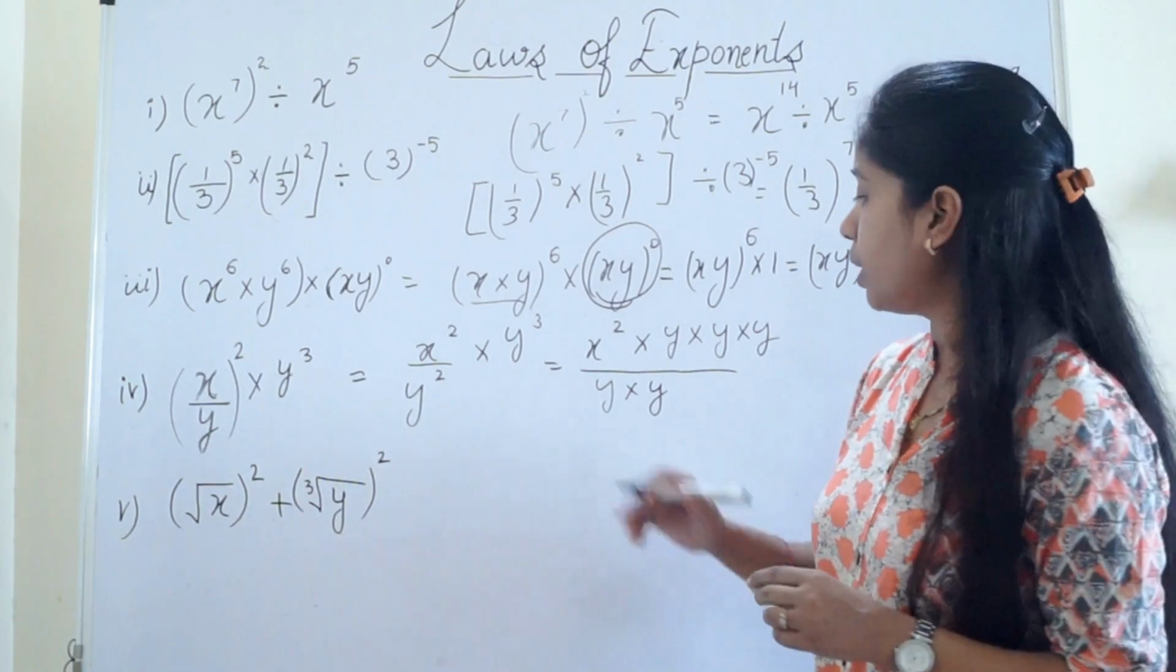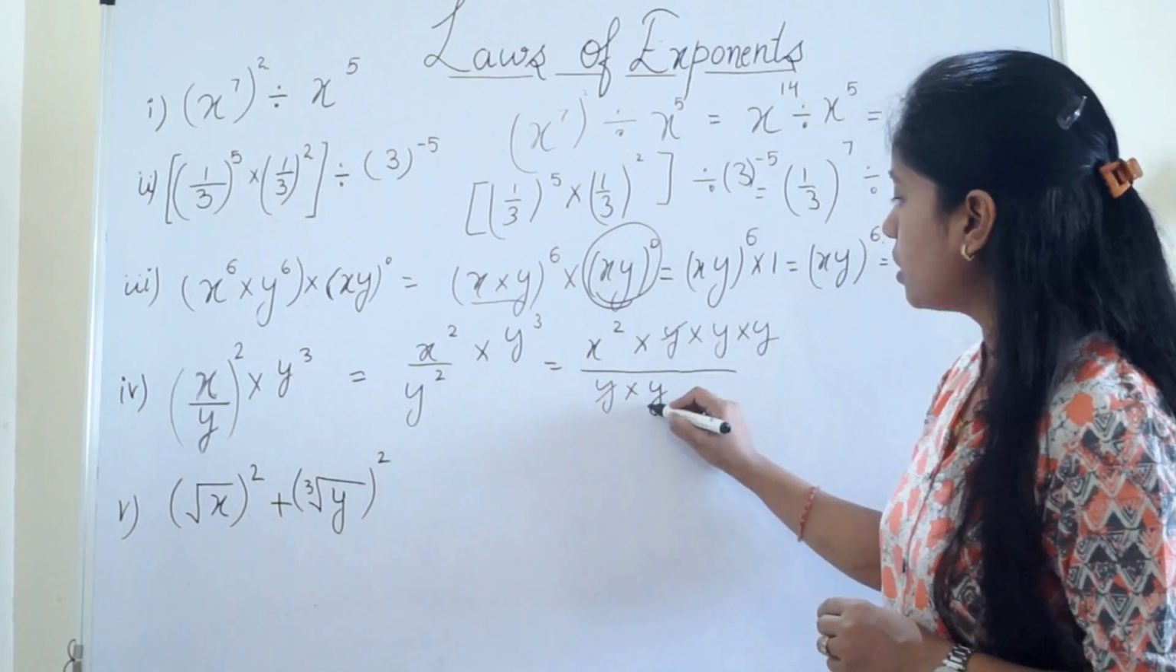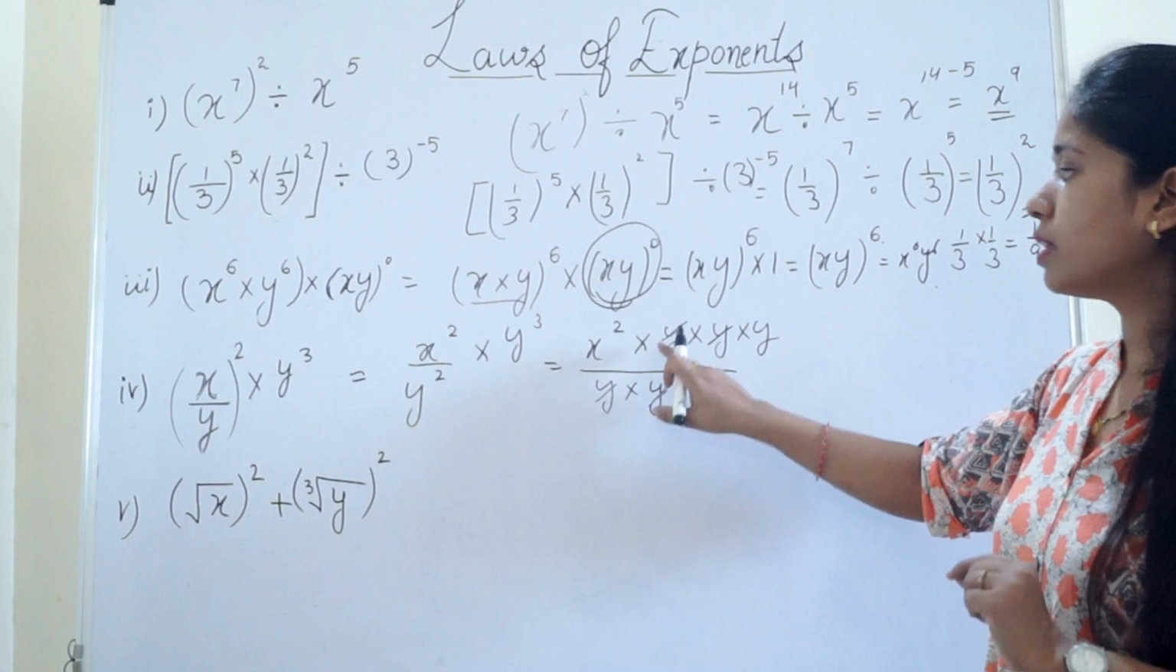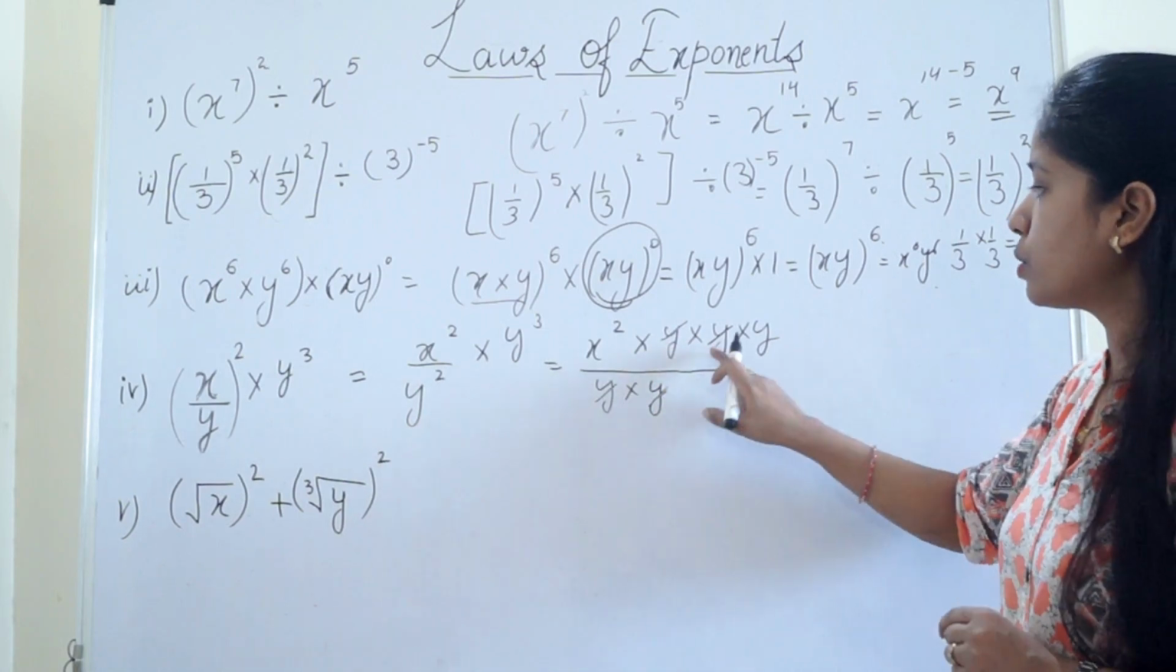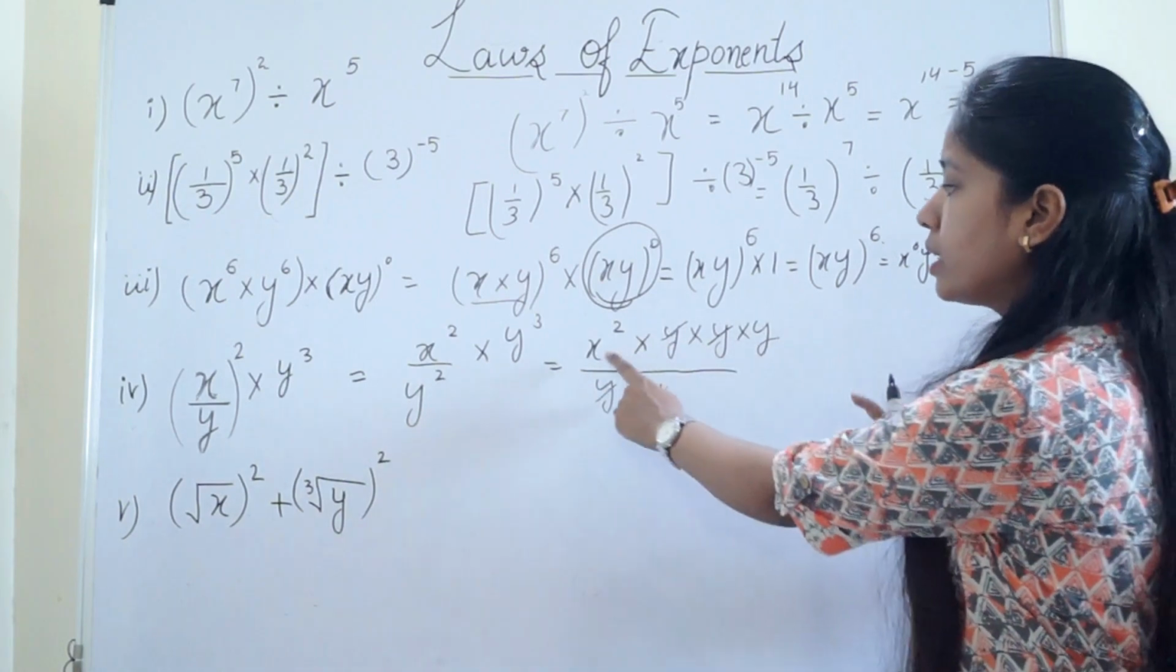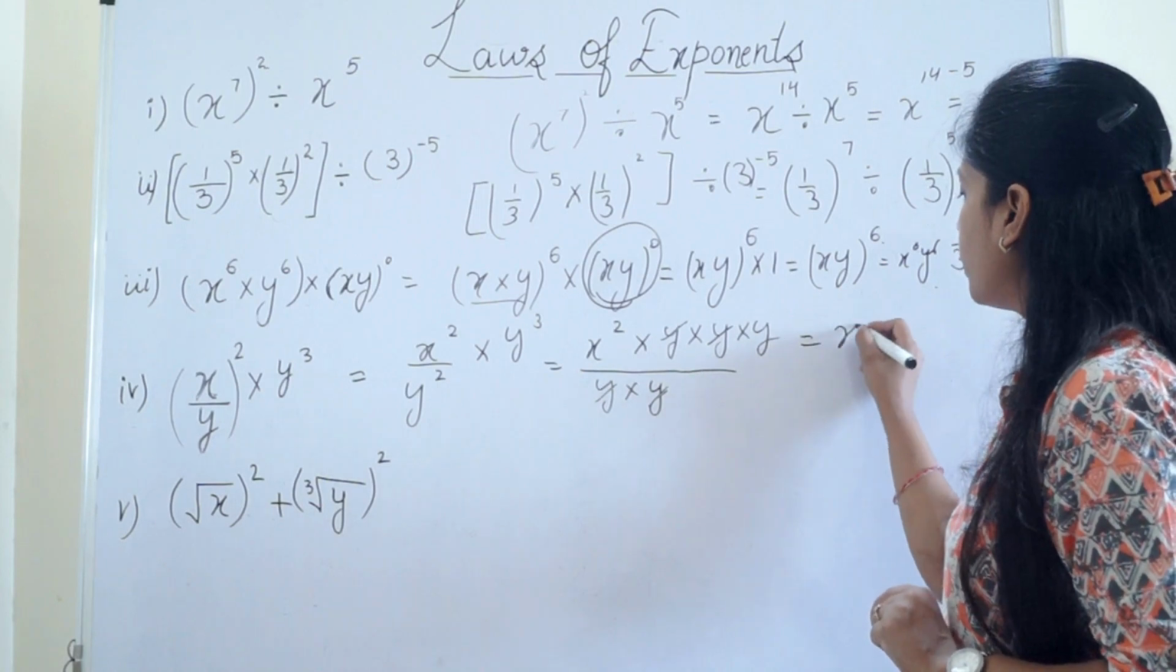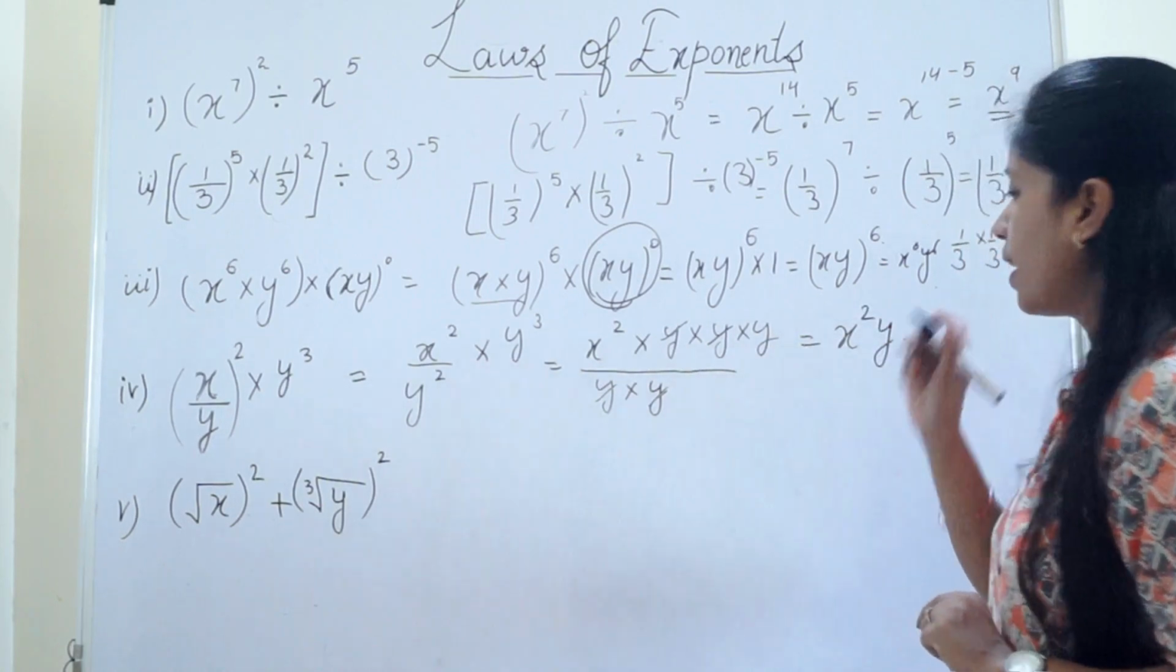Now what can I do? I can cut or cancel out these y. One y with this one and another y with this one. So we are left with 1 y here and x square here. So the answer will be x square y.